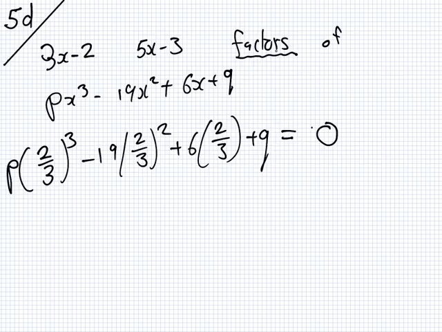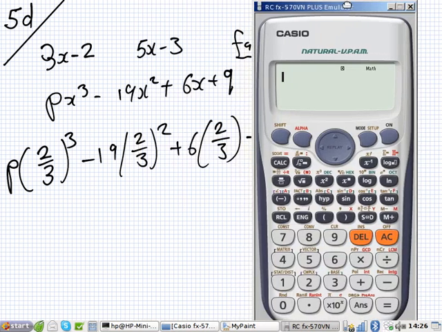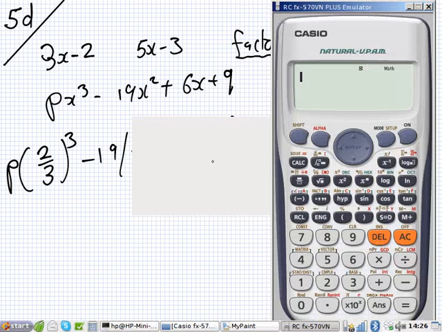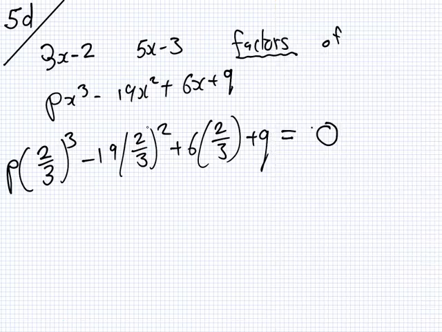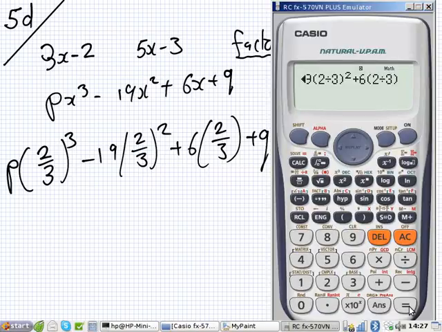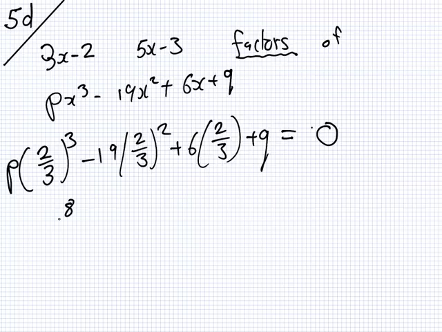Okay, calculator time. Right, so let me just add minus 19 bracket 2 over 3 squared plus 6 times 2 over 3. Yeah? Yeah. And we get... Does it work when you divide? Oh yeah, it does, yeah. It's the same as a fraction. Minus 40 over 9. So this will be 8 over 27, is it? Yeah. P plus Q equals 40 over 9 if you bring it to the other side. So this is my first equation.